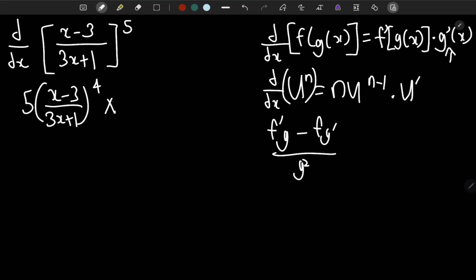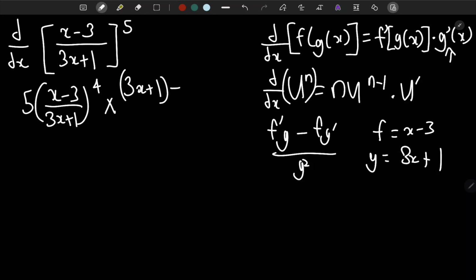So let's start writing it then. It's going to be f prime g. So let's take f as the numerator. So f is going to be x minus 3 and g is 3x plus 1. So f prime is going to be 1 multiplied by g, which is 3x plus 1. So 3x plus 1 minus f, which is x minus 3, into g prime, which is 3, over g squared. So g squared is (3x plus 1) squared.